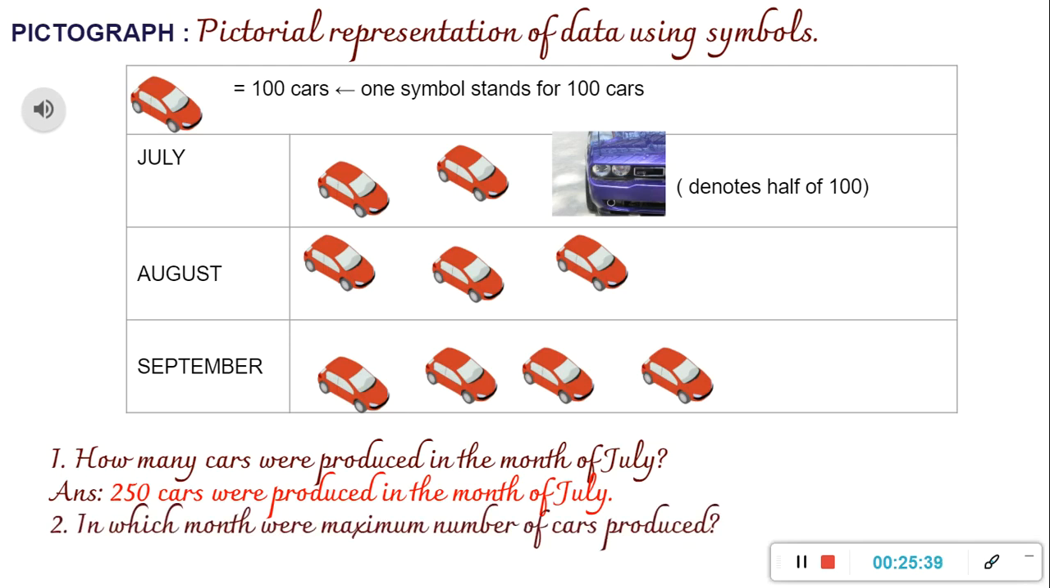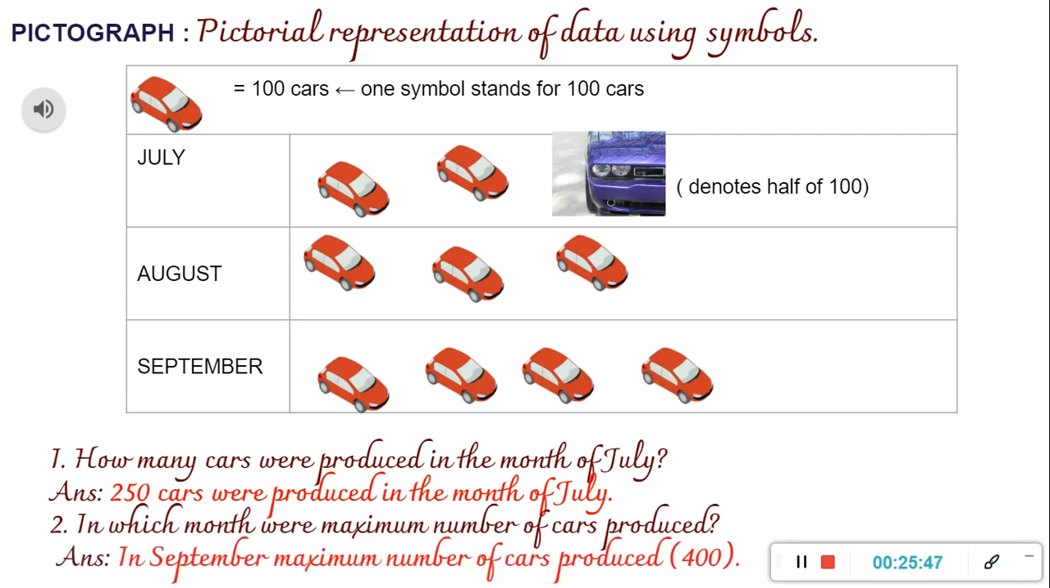In which month were the maximum number of cars produced? In September, isn't it? In September, the maximum number of cars were produced. How much? That is 400. 4 cars are there. 1 car is equal to 100. So 4 cars is equal to 4 into 100, that is equal to 400. So in September, the maximum number of cars were produced. Okay.